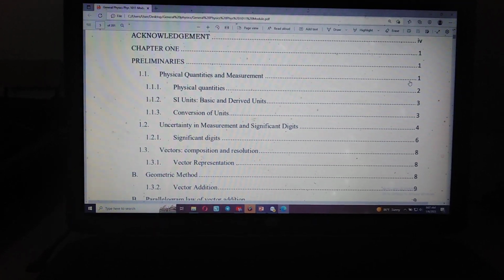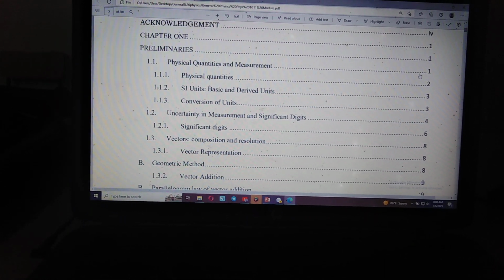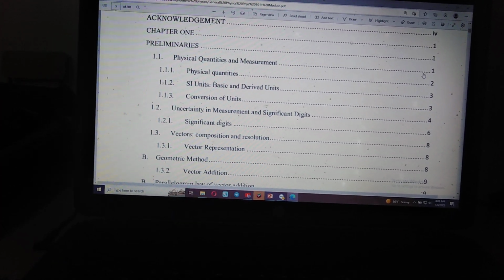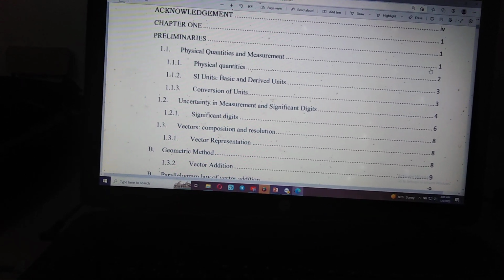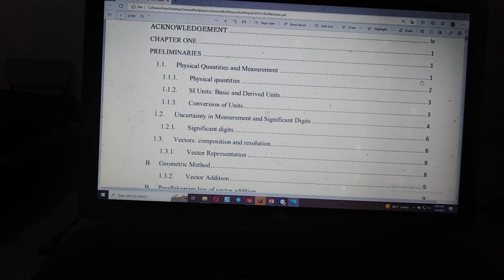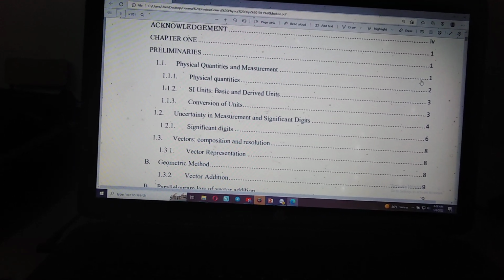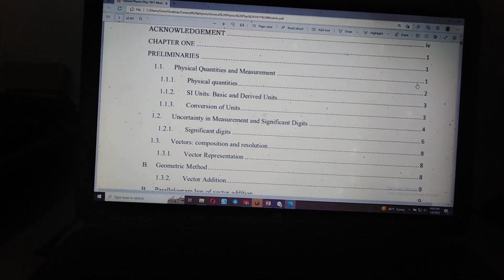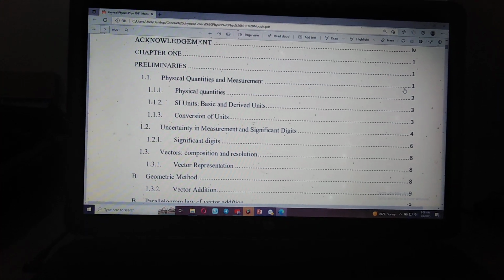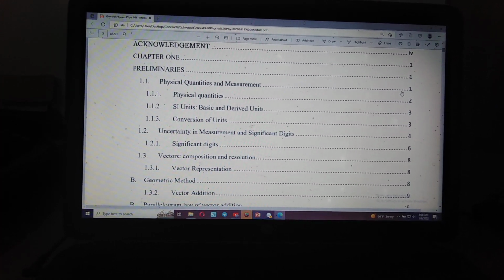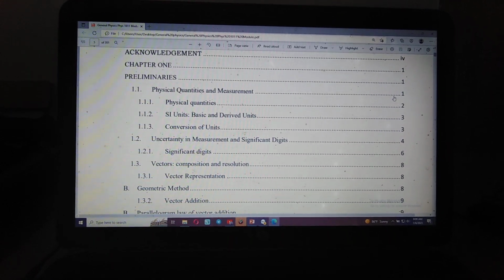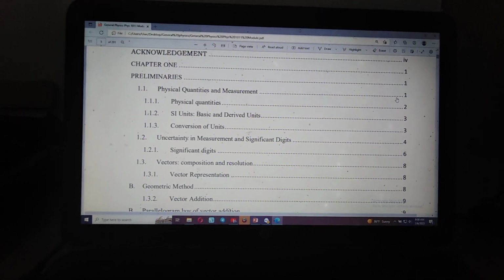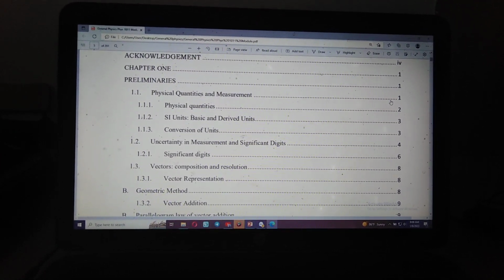This course contains 7 chapters. The first one is the preliminaries, which include physical quantities and measurements: physical quantities, SI units, basic and derived units, and conversion of units from one unit to another, maybe from kilogram to gram in case of mass, from meter to kilometer in case of distance, and others. The other one is uncertainty in measurement and the significant digits.